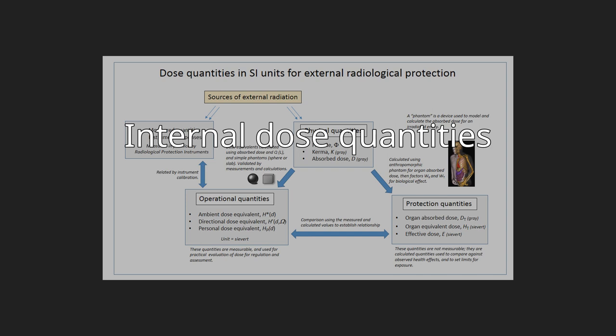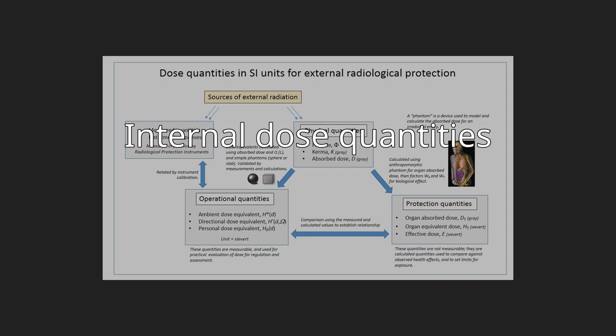This is dose from radionuclides which have been ingested or inhaled into the human body and thereby committed to irradiate the body for a period of time. The concepts of calculating protection quantities as described for external radiation apply, but as the source of radiation is within the tissue of the body, the calculation of absorbed organ dose uses different coefficients and irradiation mechanisms.